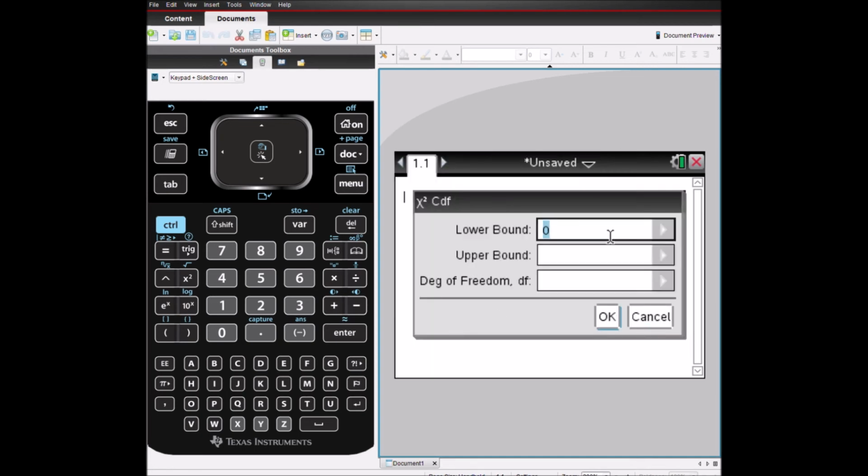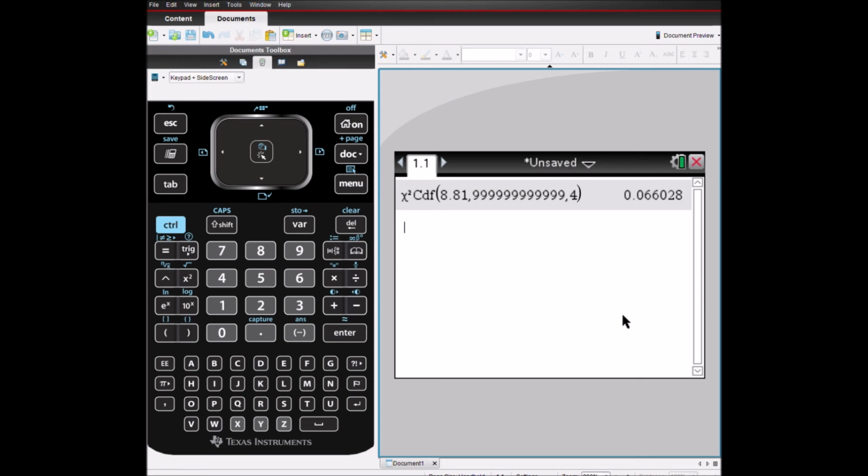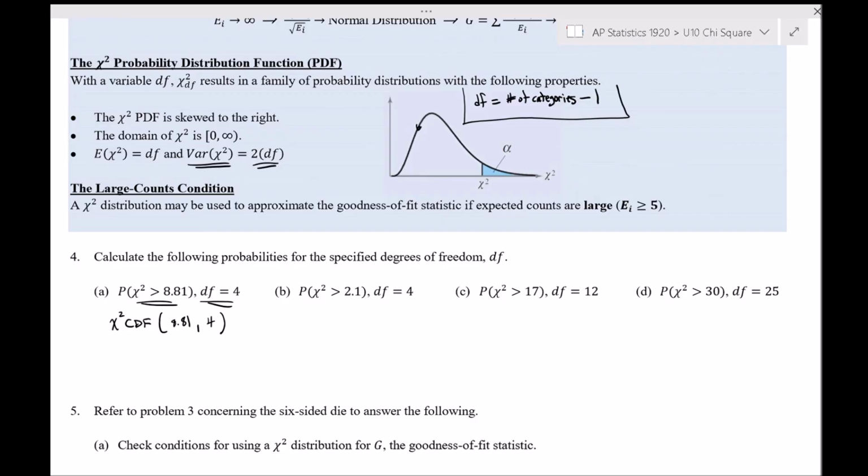So it's going to ask for a lower bound. It was asking for a right tail area. So the lower bound is the number they gave me because it was chi-square greater than 8.81, so 8.81. Upper bound is infinity. Normally I just type in a bunch of 9s. Degrees of freedom 4. Press OK. And there's our area. 0.066028. That's what we're writing here. So the calculator gives me, I'm having to jump between 2 screens here, so 0.066, and I can leave it at 0.066, that's fine. So that's it for part A.